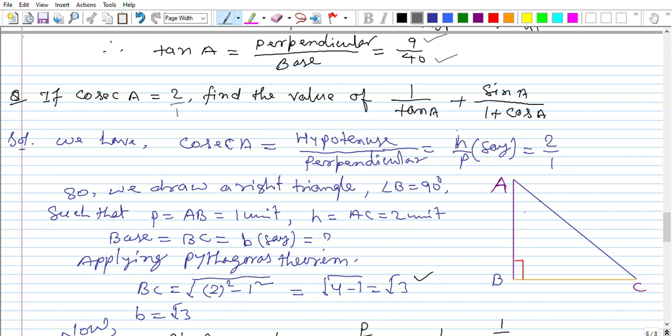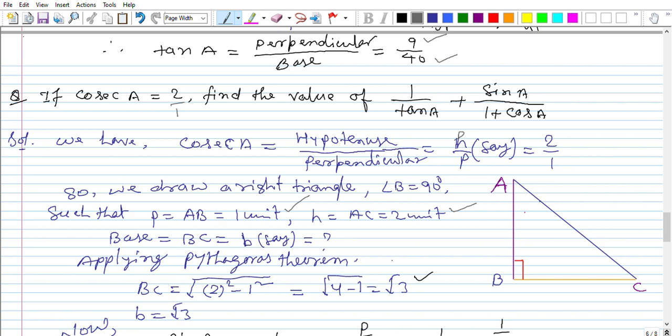So we can take h by p, say that 2 is to 1. So we draw a right triangle, angle B equal to 90 degrees, such that P equal to AB equal to 1 unit, H equal to AC equal to 2 units, base equal to BC.